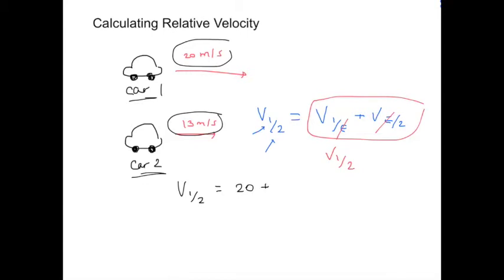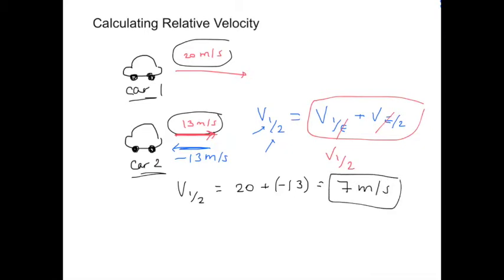Now for the slightly trickier part, the velocity of the Earth relative to car 2. If car 2 is traveling this way at 13 meters per second, the Earth, compared to car 2, is traveling in the opposite direction at 13 meters per second. This means we're going to switch the sign to make it negative 13 meters per second. So we'll call that 20 plus negative 13. We get a final answer. The velocity of car 1 relative to car 2 is 7 meters per second.